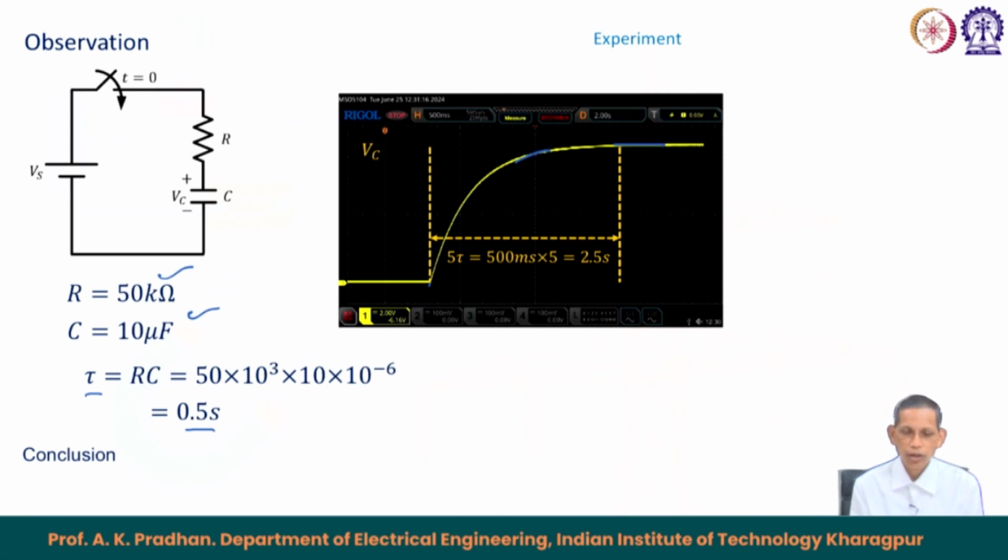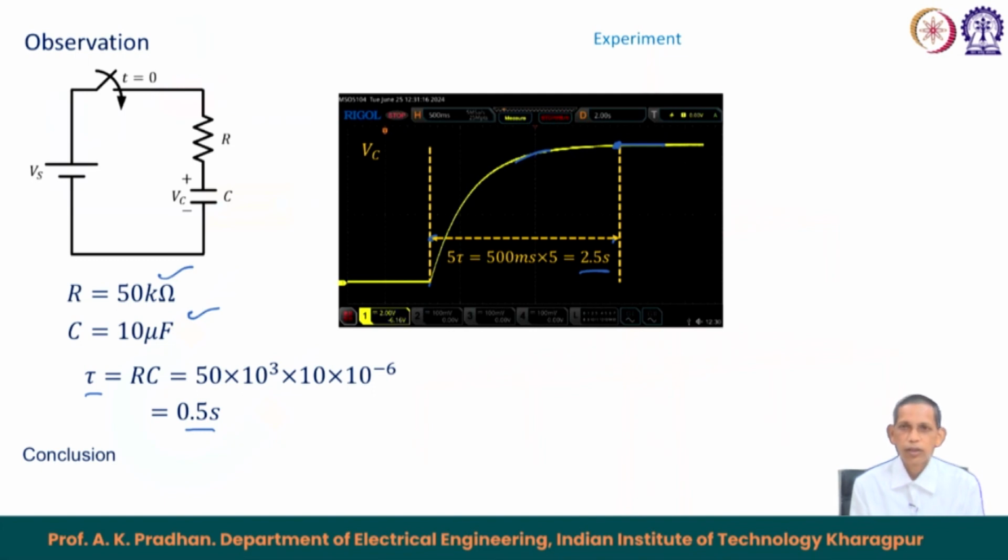Then the corresponding tau will be 0.5 second, and 5 tau will correspond to 2.5 second. In this diagram, this corresponds to 2.5 second, and this is the corresponding value of Vc. Vc should be equal to Vs in the steady state. So, in 2.5 second, for this case, it reaches very close to the Vs value.